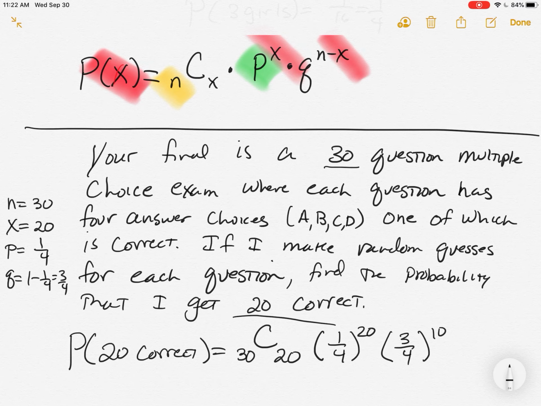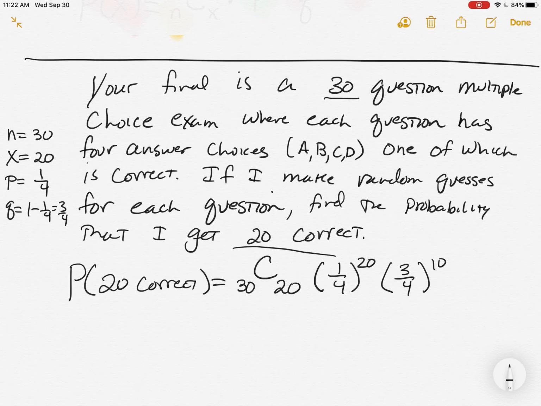Probability of being correct is 1/4 to the 20th. And so what is this C(30,20)? Let's see what it is as a number. 30, and then go get your C20. It's going to be huge, right? We're not even going to write it down. It is, oh boy, 30,045,015. So this is what's on my calculator. That's how many different rearrangements there are of correct and wrong answers on a 30 question test.